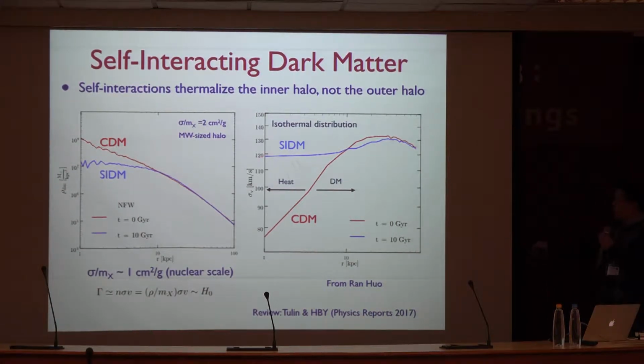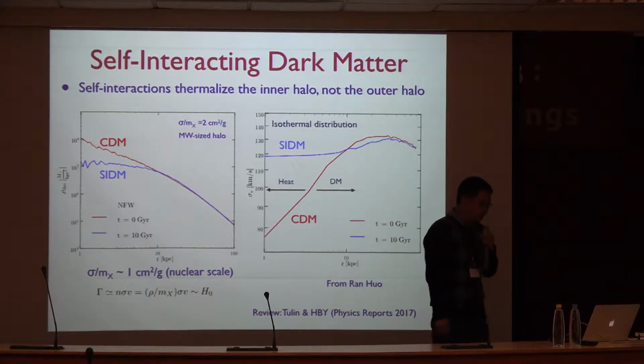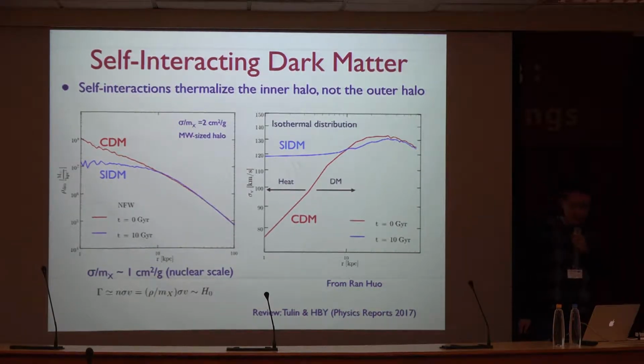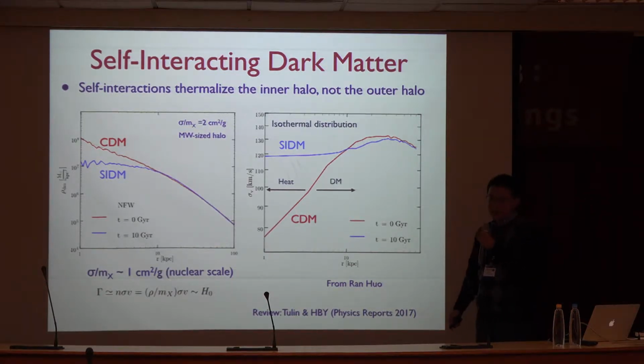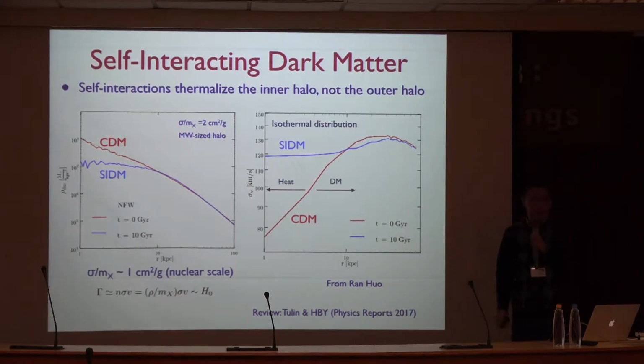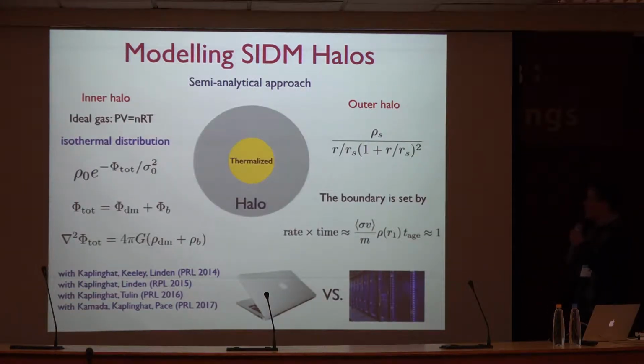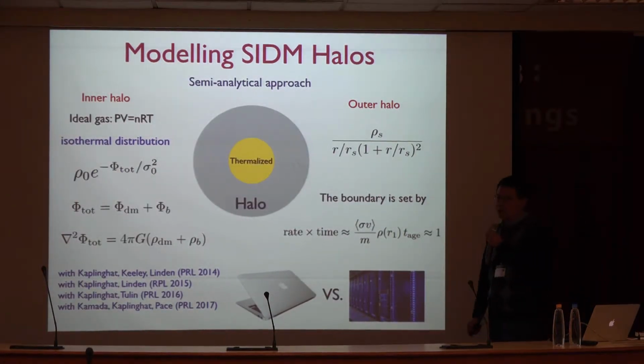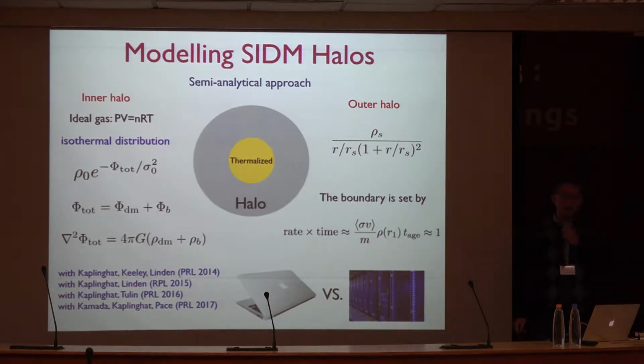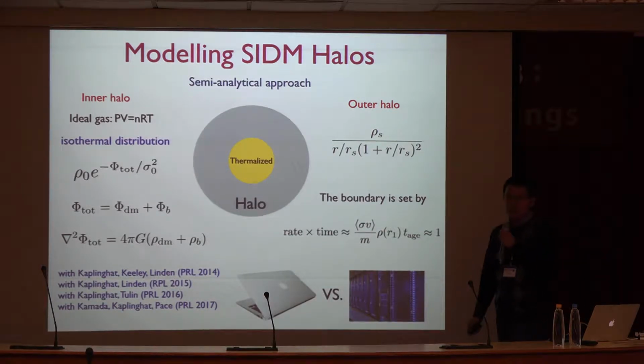Okay. And if you look at the velocity dispersion profile in SIDM, you see it's nearly constant in the inner region. This is a very important message, because from thermodynamics we learned that if the dispersion is constant, which means the temperature is constant, it really indicates that the inner region of the halo is thermalized, in kinetic equilibrium. Right? So this motivates us to develop a semi-analytical approach to model the SIDM distribution in the halo.